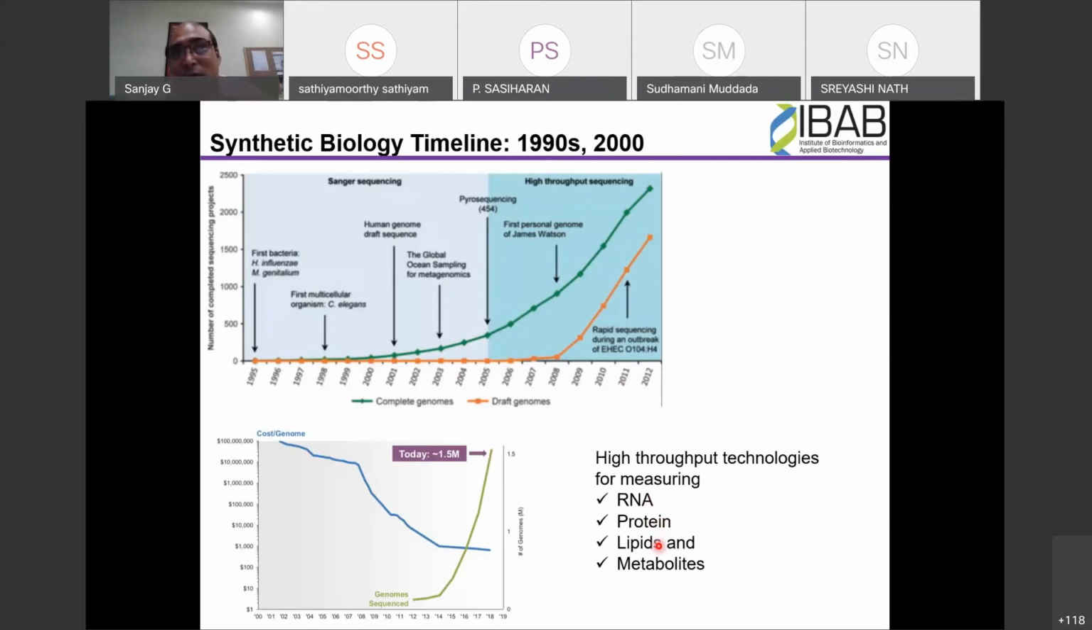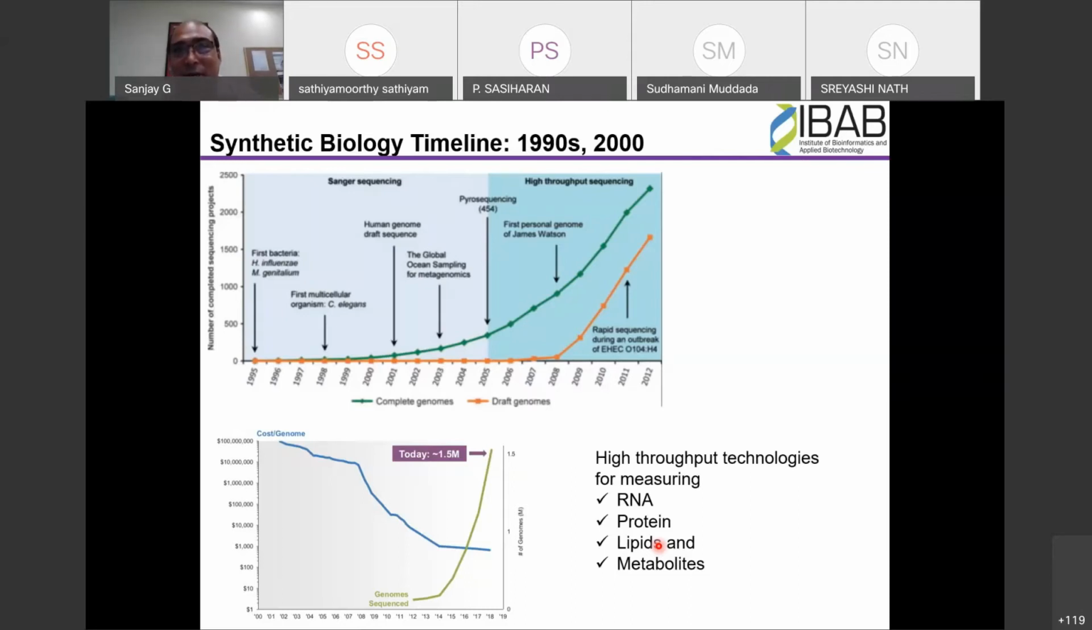So that means we now had data to see, in a cell, what genes this cell or organism has, how much of it is transcribed at a given time, and what kind of protein, lipid, and metabolic profile this transcription leads to. So there was a huge leap in the 2000s to get a holistic view of a cell.